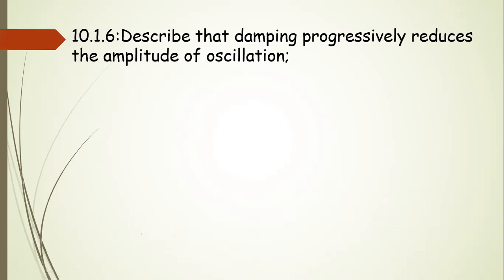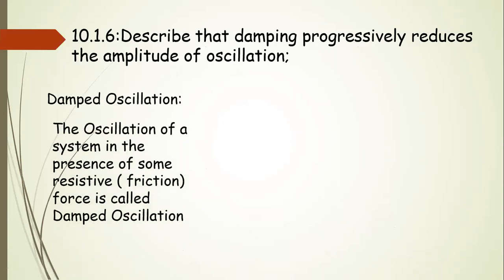Now we will move to the last SLO of this lecture: describe that damping progressively reduces the amplitude of oscillation. Now, what is damped oscillation? What is damping? The oscillation of a system in the presence of some resistive force is called damped oscillation. For instance, we have all experienced a swing.